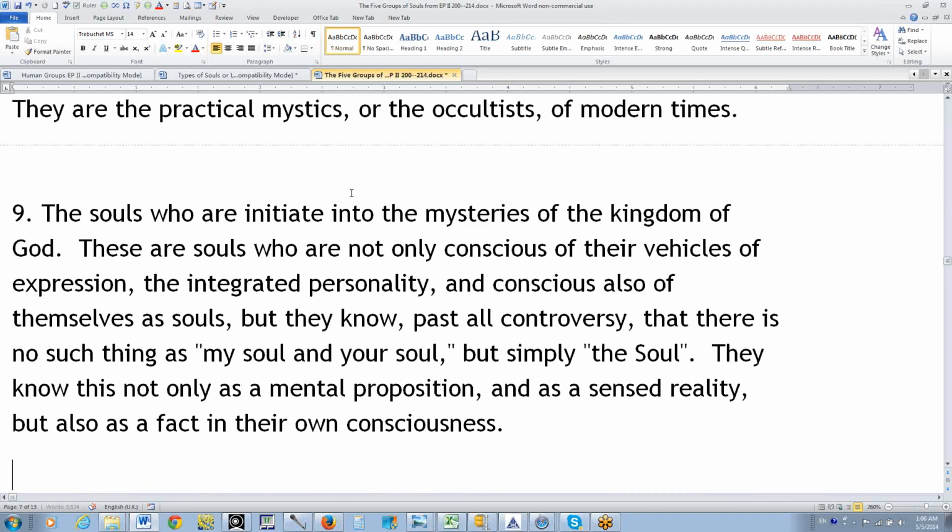Number 9, the souls who are initiate into the mysteries of the kingdom of God. These are souls who are not only conscious of their vehicles of expression, the integrated personality, and conscious also of themselves as soul, but they know, past all controversy, that there is no such thing as my soul and your soul, but simply the soul. So this is really a step upward, isn't it? They know this not only as a mental proposition and a sense reality, but also as a fact in their own consciousness.